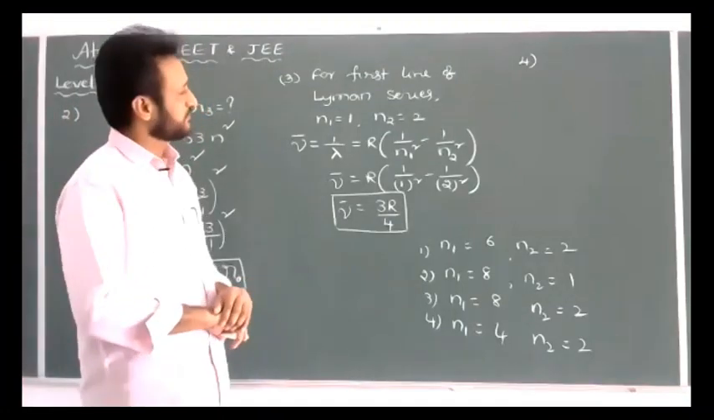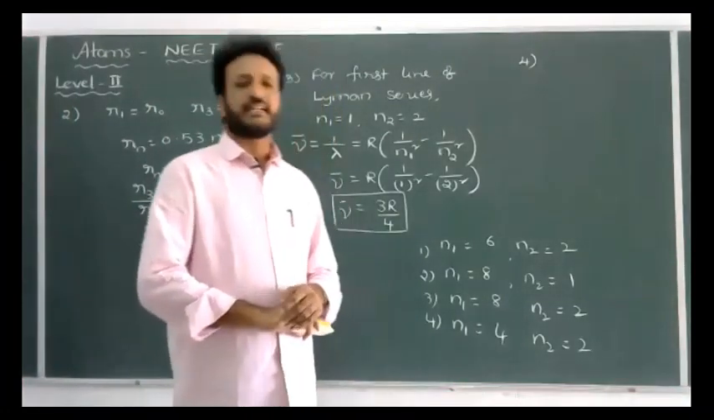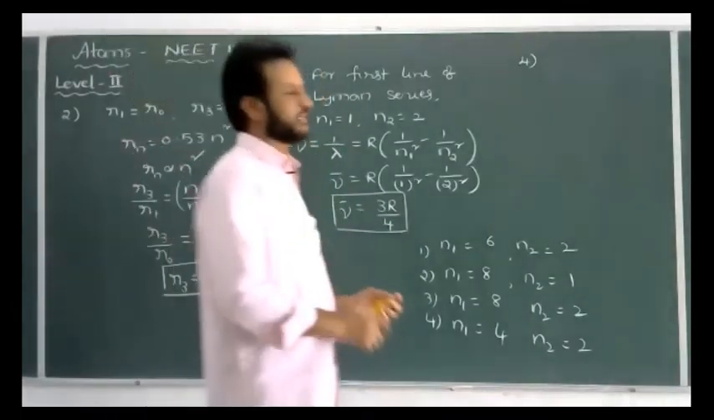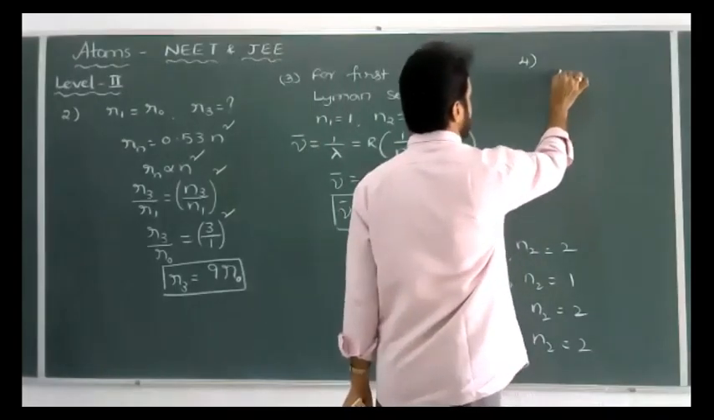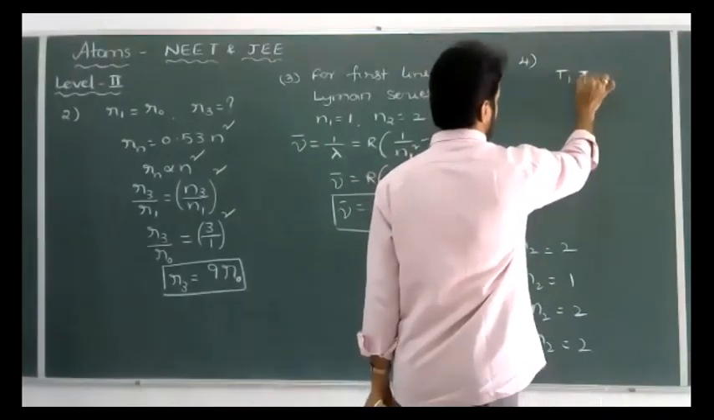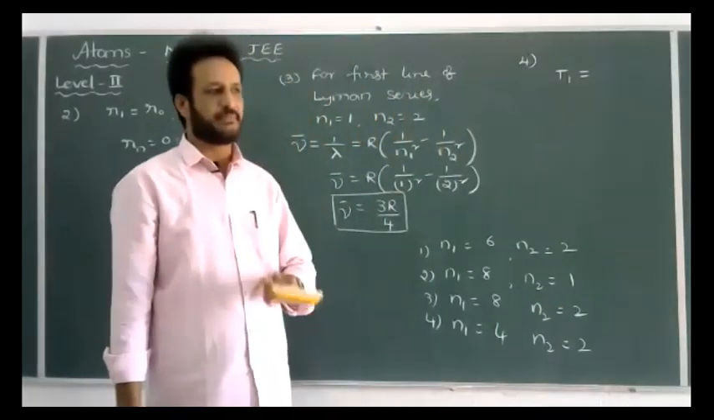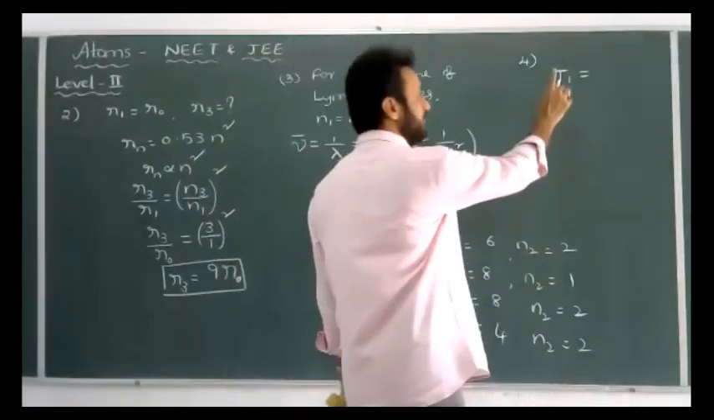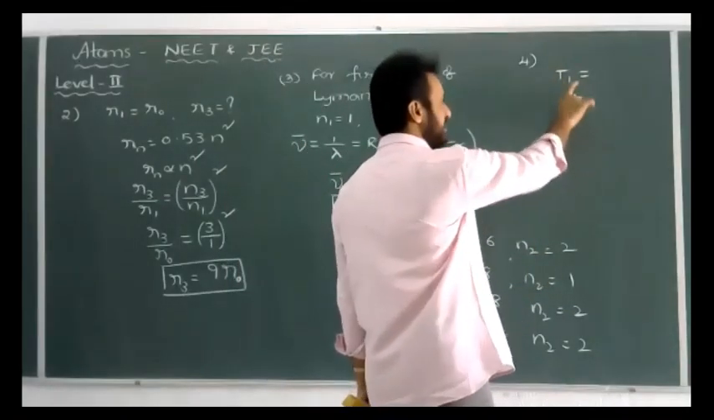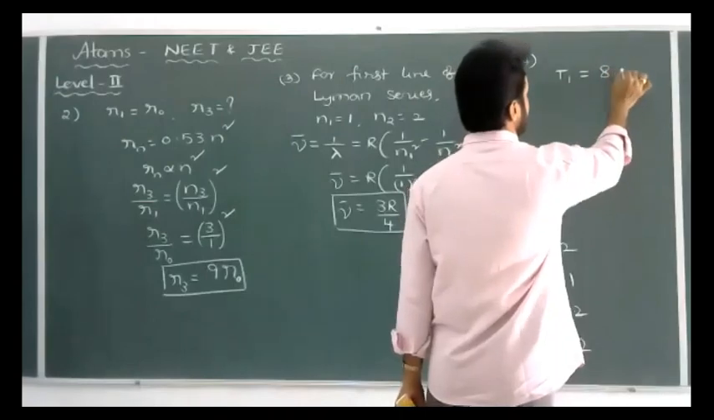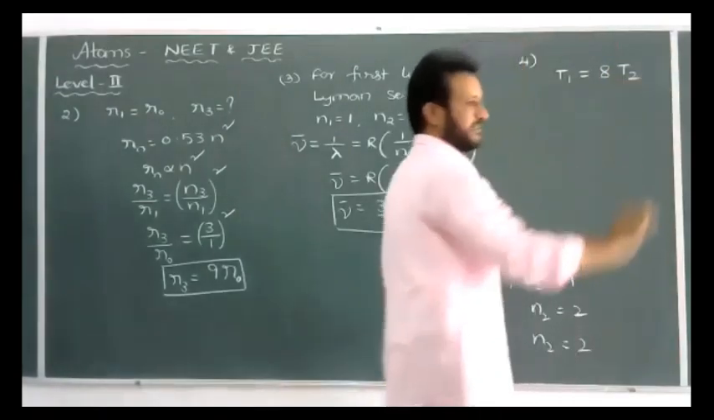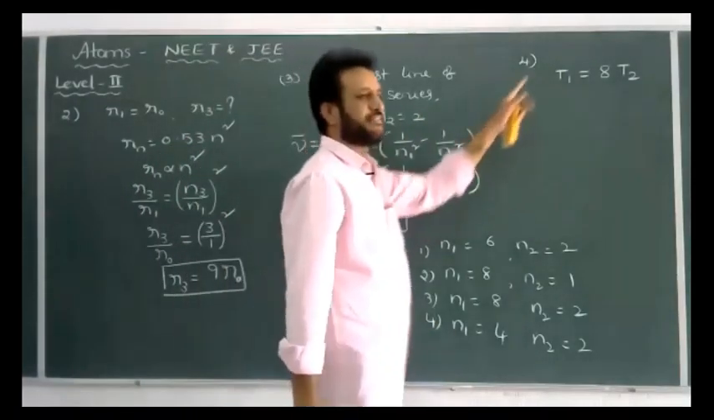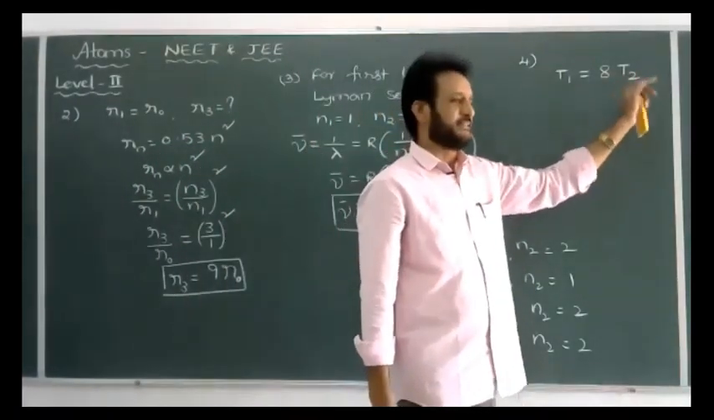Check the given question. The time period of the electron in the initial orbit is 8 times that of the final orbit. So I'll take the initial orbit, for example, as T1. That doesn't mean it is the first orbit. The initial orbit I am taking as T1 and the final orbit as T2. What is the given condition? The time period of the electron in the hydrogen atom in the initial orbit is equal to 8 times that of the final orbit. So T1 is equal to 8 T2. Or you may take T2 on the left side: T1 by T2 is equal to 8, or 2 cube, right?